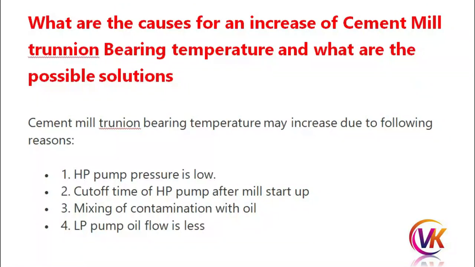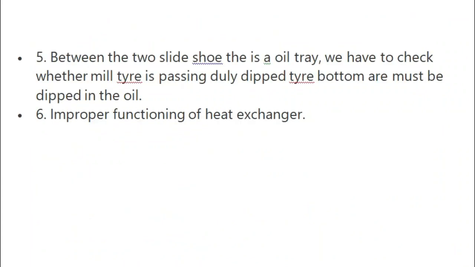What are the causes for an increase of cement mill Trunnion bearing temperatures and what are the possible solutions? Cement mill Trunnion bearing temperature may increase due to the following reasons. First, HP pump pressure is low. Second, cutoff time of the HP pump after mill startup. Third, mixing of contamination with oil. Fourth, LP pump oil flow is less. Fifth, between the two side shoes and oil tray, we have to check whether the mill tire is passing duly dipped, the tire bottom must be dipped in the oil. Sixth, improper function of the heat exchanger.